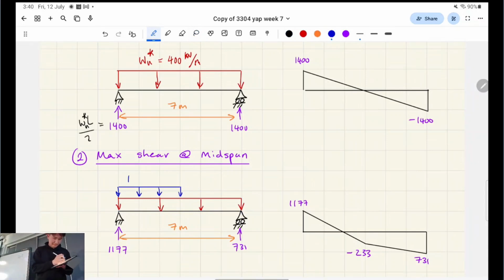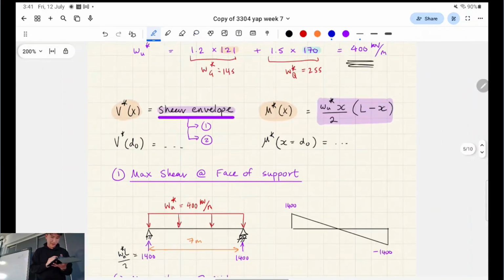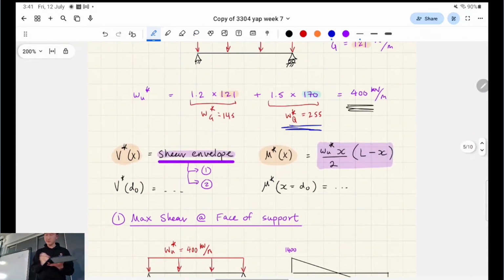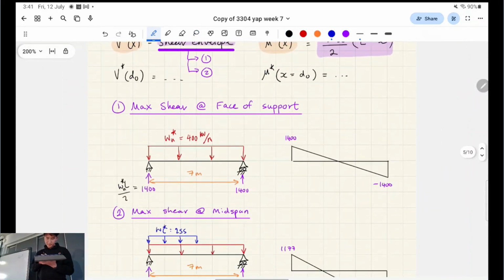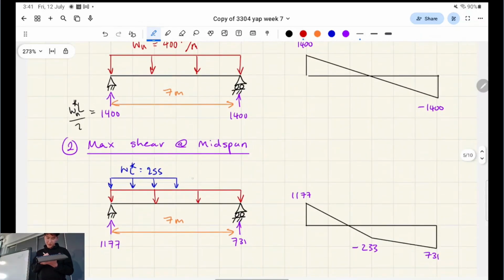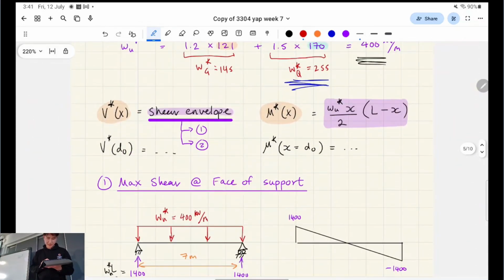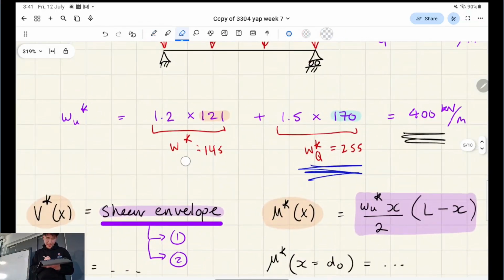So WL is 255, right? So 255 comes from this. And sorry, I've called them something slightly different in my notes. The dead load I've just called WD, D for dead, and then WL is live.